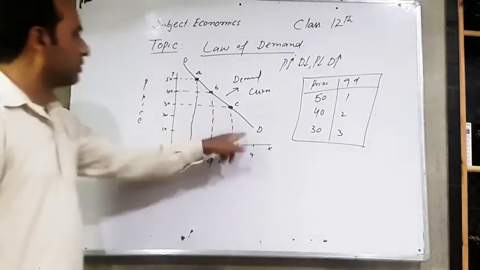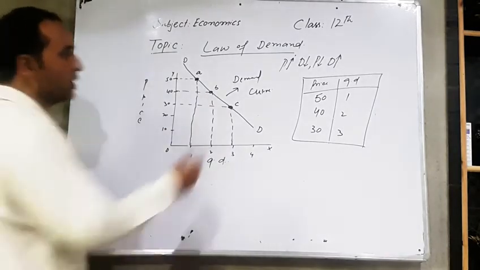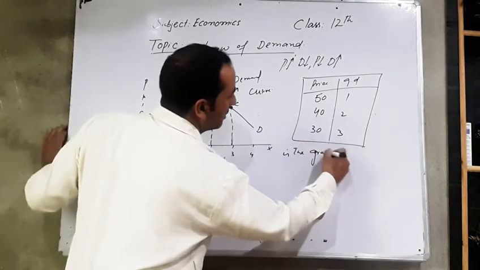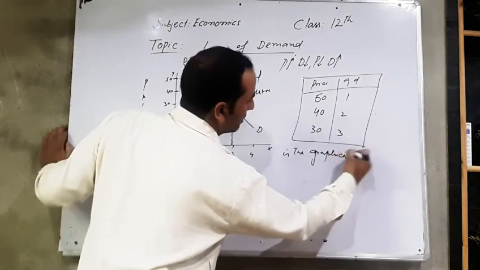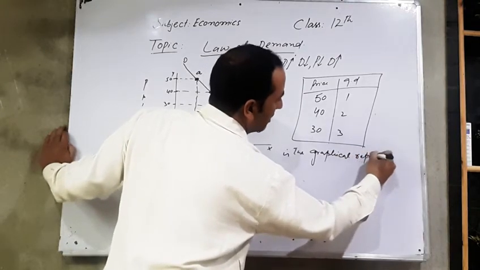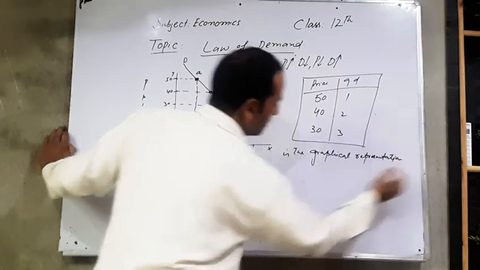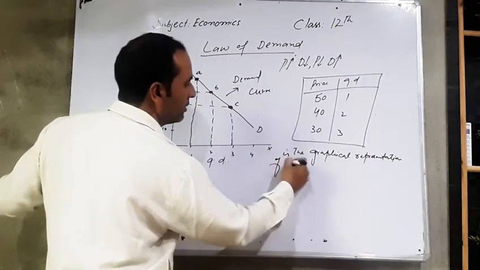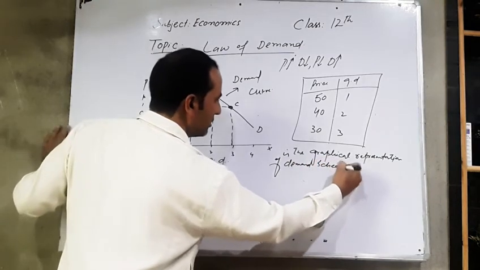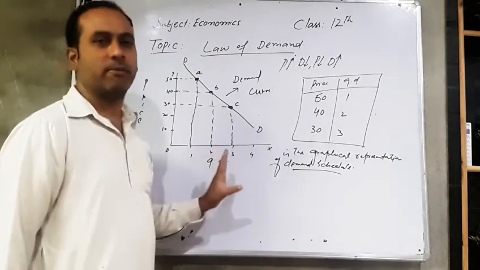So what is demand curve? If we are asked to explain, demand curve is the graphical representation of demand schedule. So demand curve is the graphical representation of demand schedule.